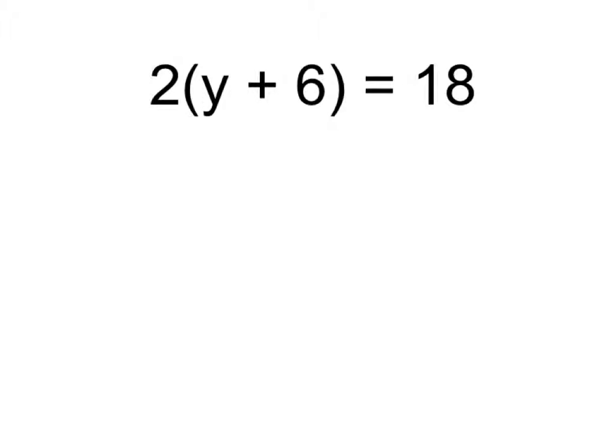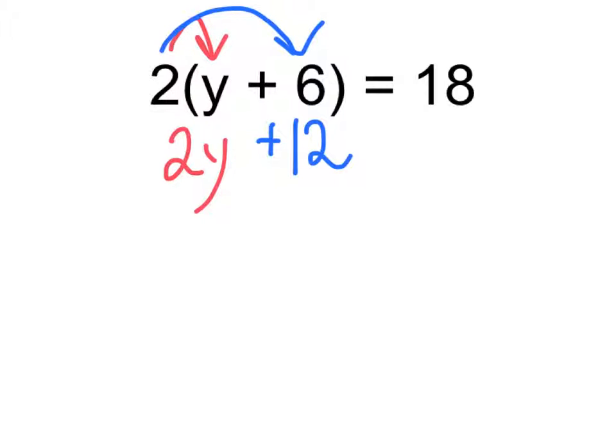So how do we solve an equation with parentheses? The first thing that we're going to need to do is apply the distributive property by multiplying 2 times y, and that's going to give us 2y. And then we're going to need to multiply 2 times 6, and that's going to give us positive 12. We can then simply bring down the 18 on the right side. So now I see that 2y plus 12 is equal to 18.